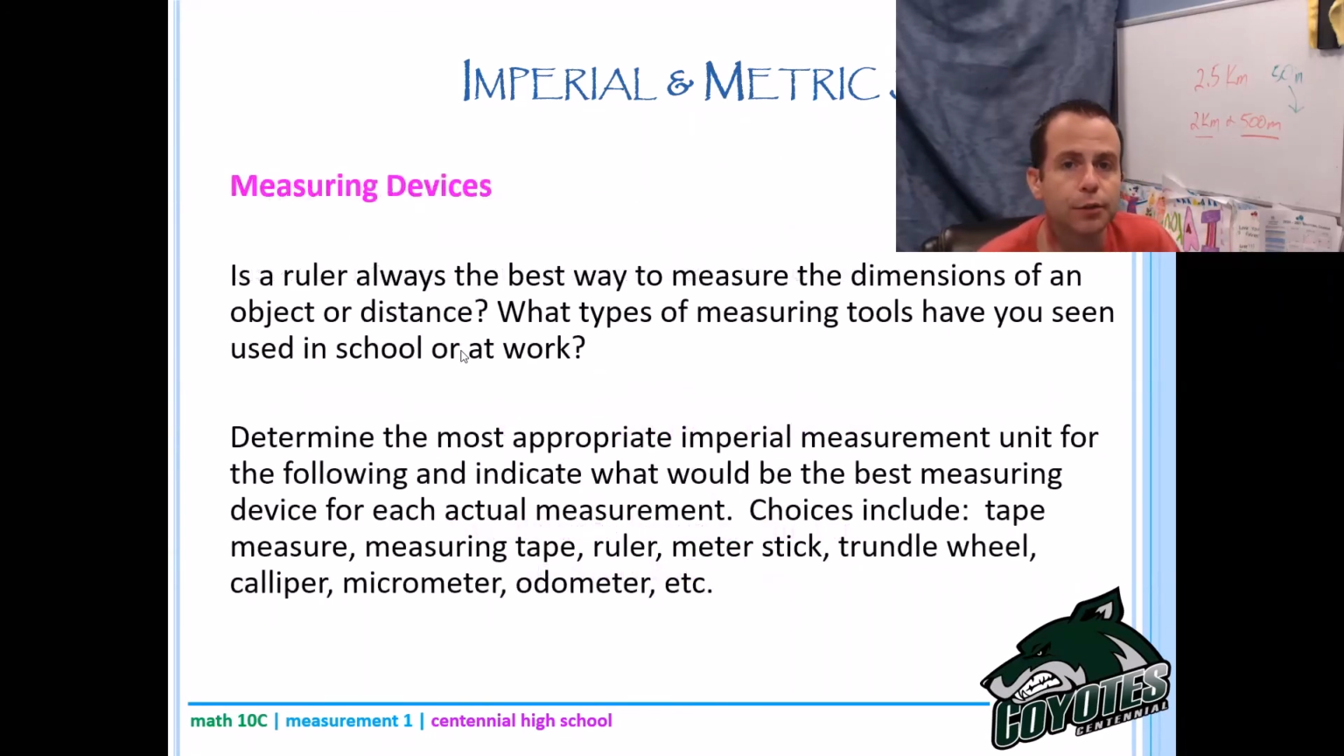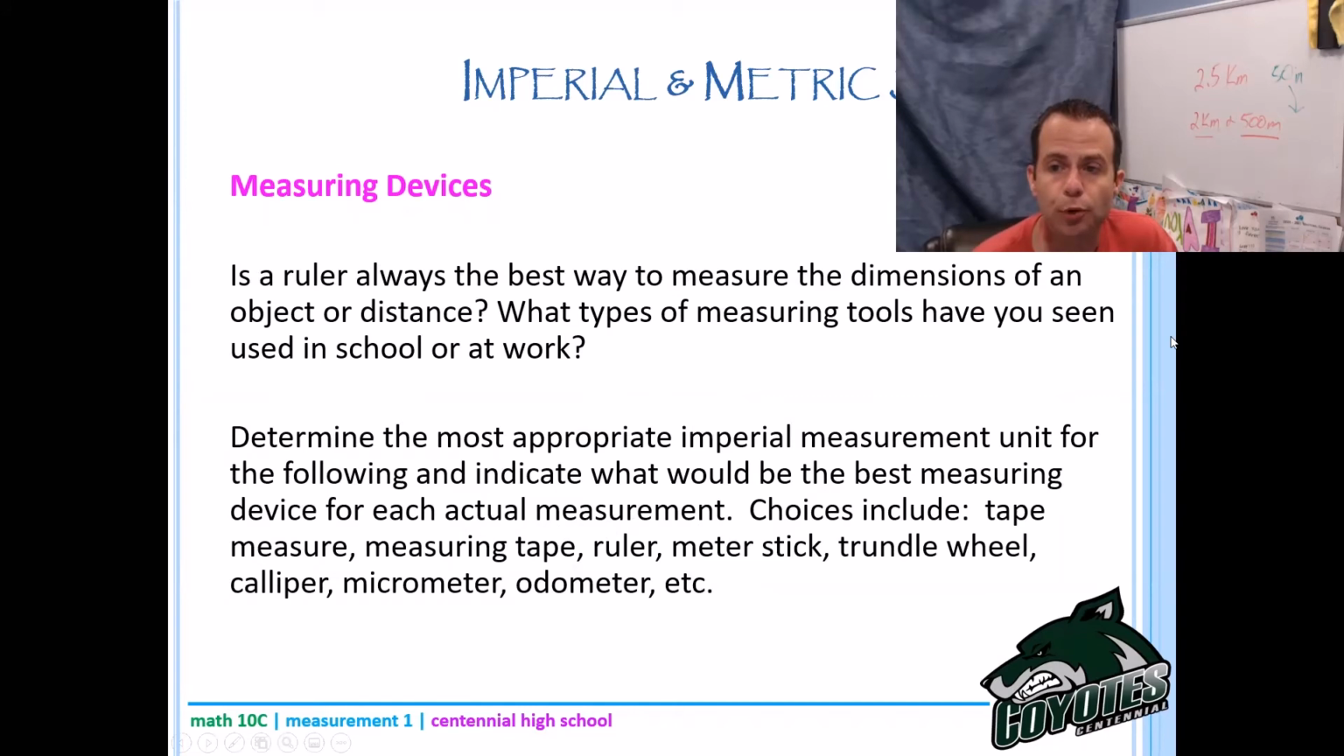All right, so now we want to quickly deal with some measuring devices. Is a ruler always the best way to measure the dimensions of an object or a distance? Well, if you were trying to measure the distance from your house to school, for instance, unless you live in the school's backyard, you probably don't want to get out a meter stick and start counting, right? That would take a long time. So there's other types of measuring devices and measuring tools that you've seen, okay?